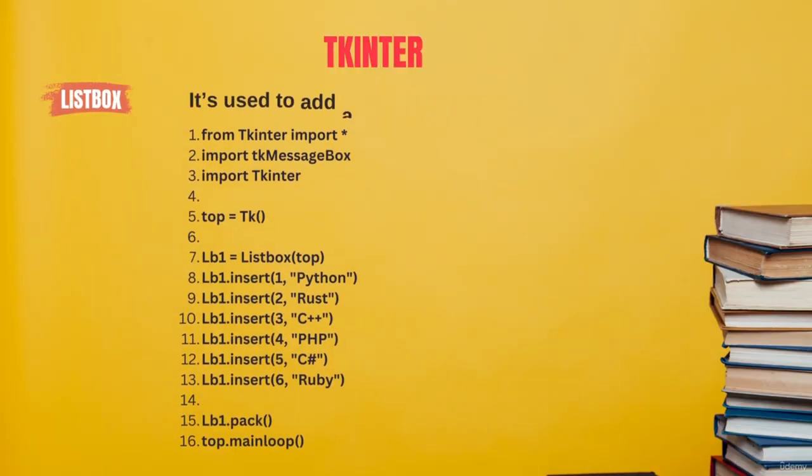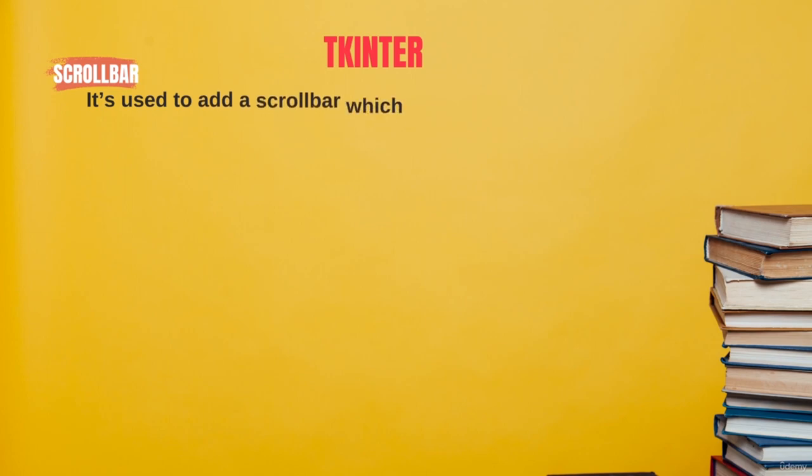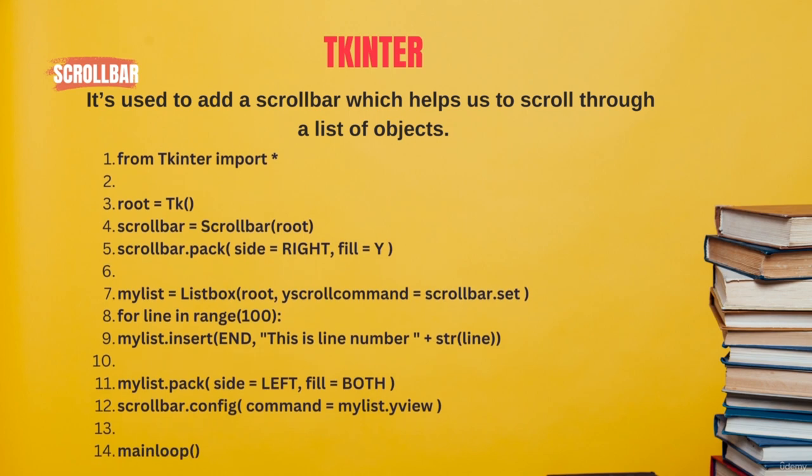List box. It is used to add a list in our screen. We use the insert function to insert items in the list box. Scroll bars. It's used to add a scroll bar which helps us to scroll through a list of objects. In the code, we added it with the pack geometry function. We placed it in the screen.